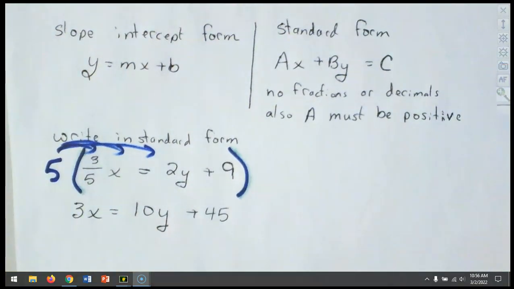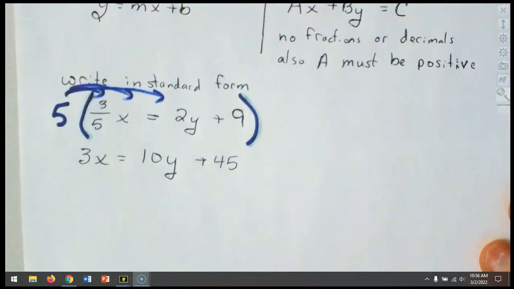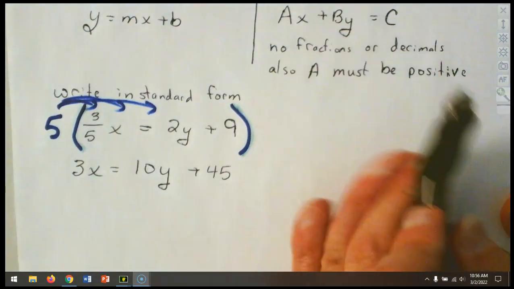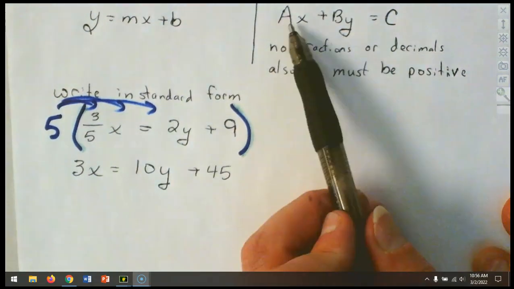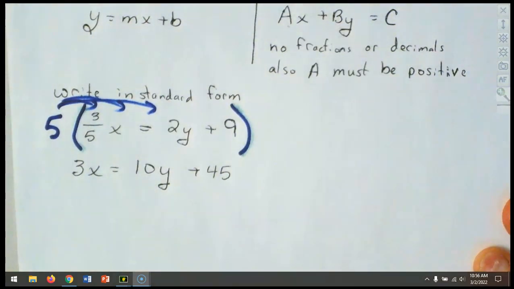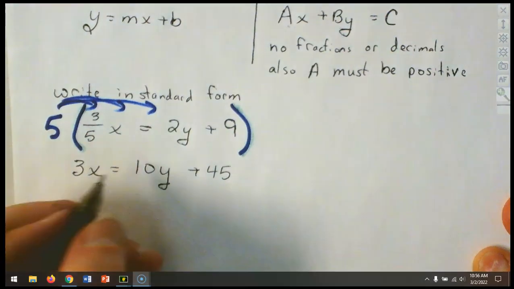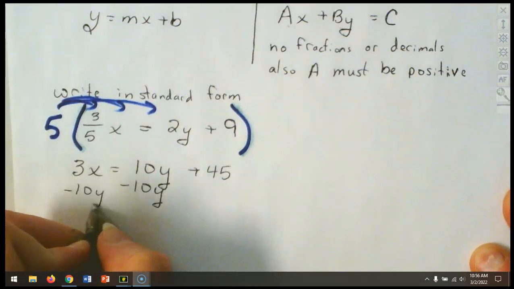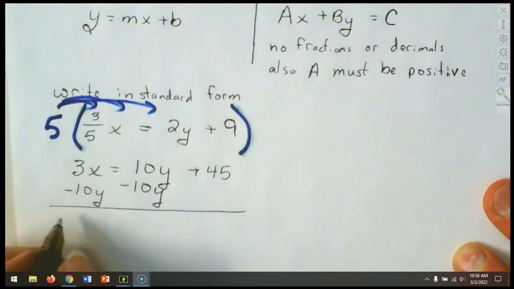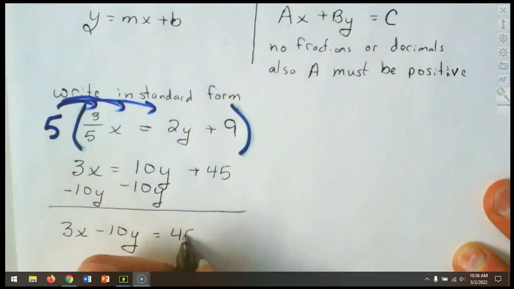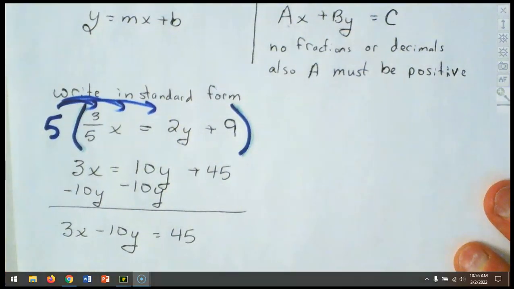Okay? Now we can easily get it in standard form. When we look at standard form, no fractions or decimals. Those are taken care of. And notice the x and the y have to be on the left with the x first. Then we simply just move that 10y over. And now we've got 3x minus 10y equals 45. And that is in standard form.